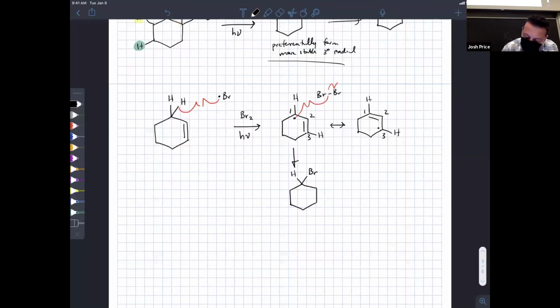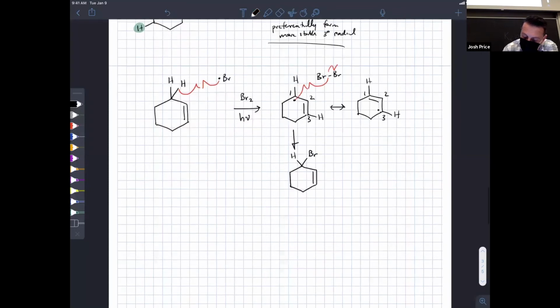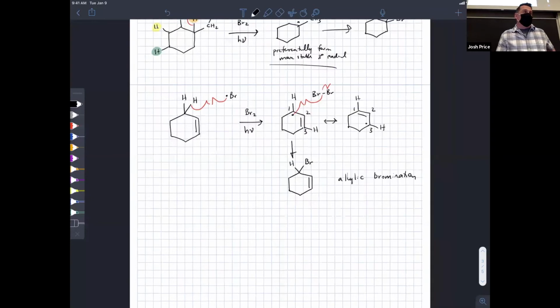But that's going to install the Br at the allylic position. And therefore, we call this allylic bromination. It's not a new or separate reaction as far as I'm concerned, because it simply involves making the most stable radical you can, and then getting the final bromide product as a result. Okay, other questions?